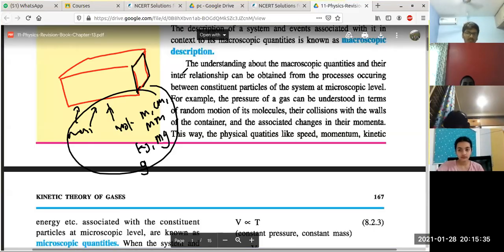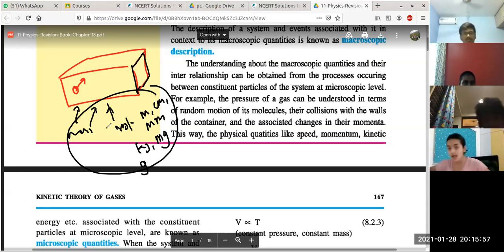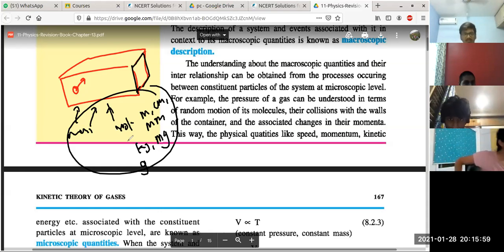If you're going at a molecular level and then seeing what is the speed of this molecule, what is the mass of this molecule, what is the kinetic energy of this molecule, what is the momentum of this molecule, then all these quantities deal with the microscopic things, that is, atoms or molecules. They are called microscopic quantities.